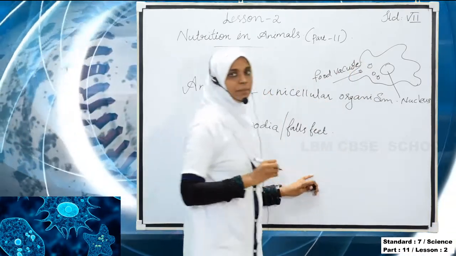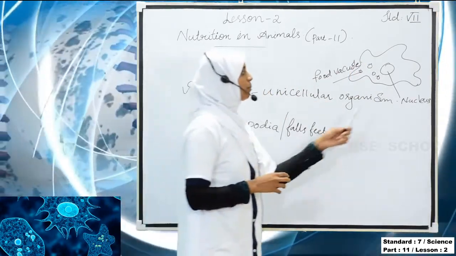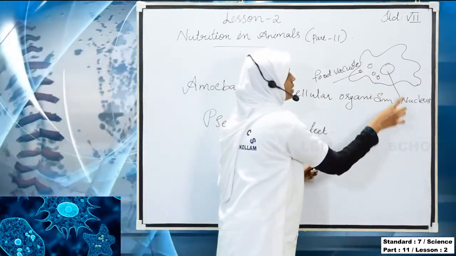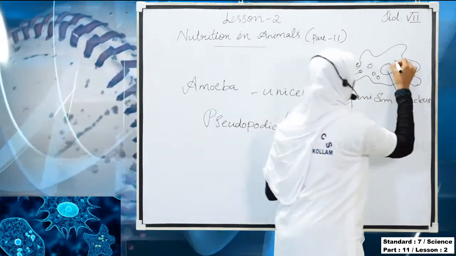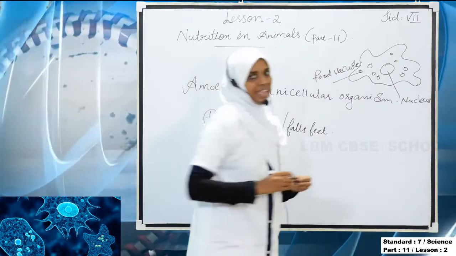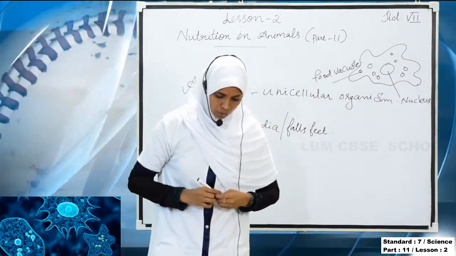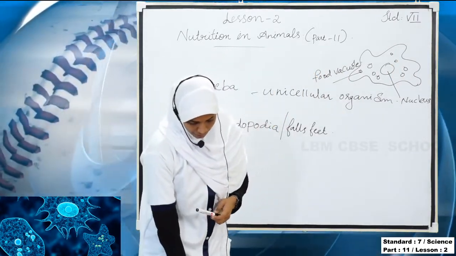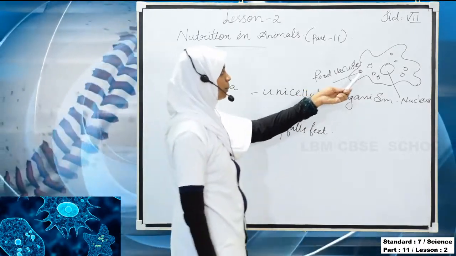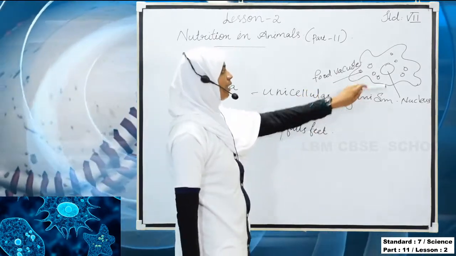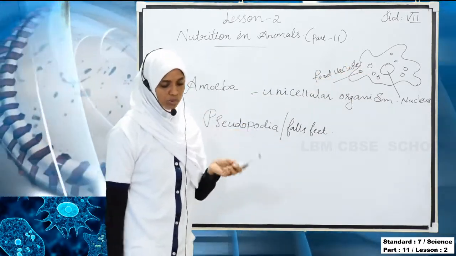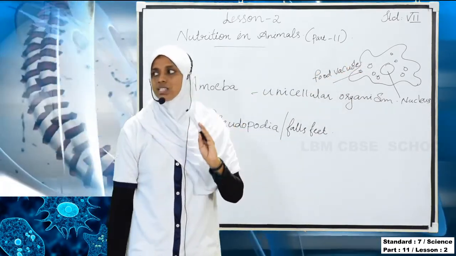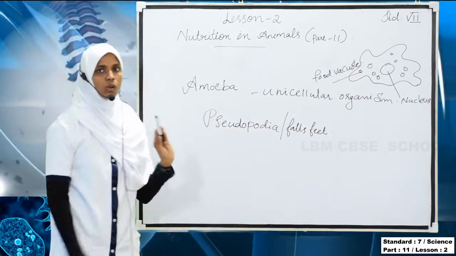So what are the different parts of an amoeba? In amoeba there is a nucleus, and there is also a food vacuole, and cell membranes also. Pseudo food vacuole, and this is the important part of the amoeba, food vacuole, and there is a nucleus also in amoeba. It's shapeless. Amoeba is shapeless. So how the digestion process takes place in amoeba, we are going to check about that.